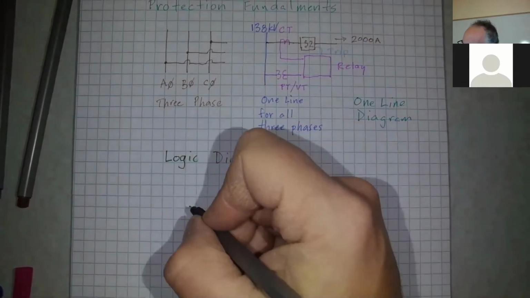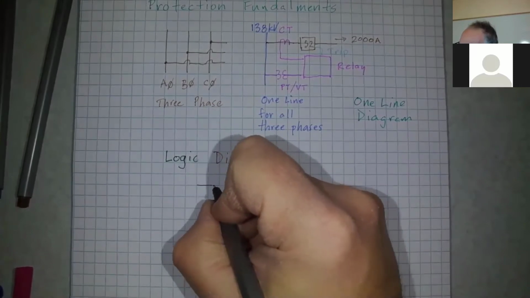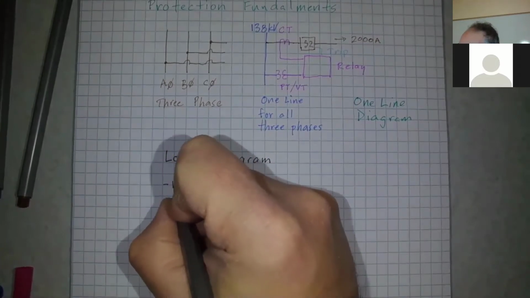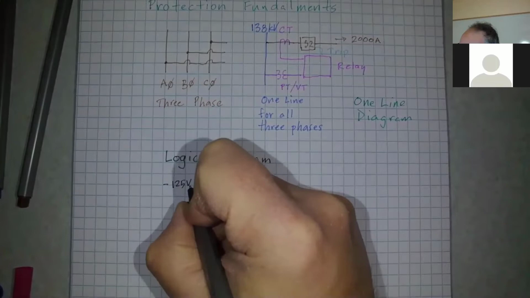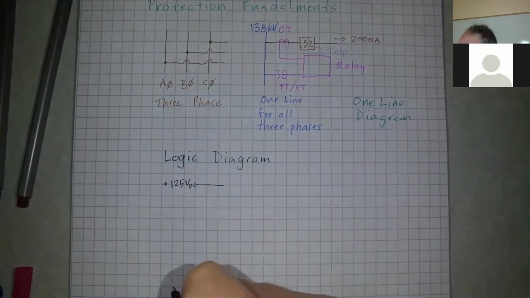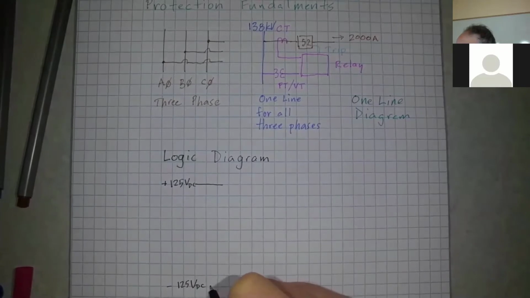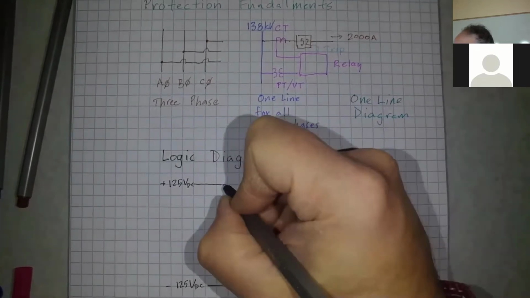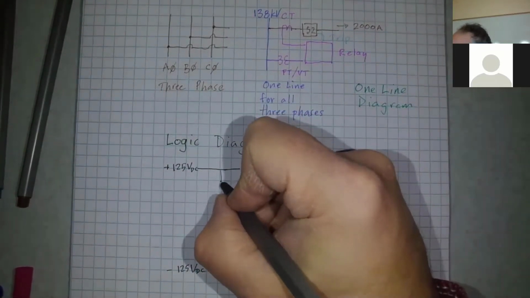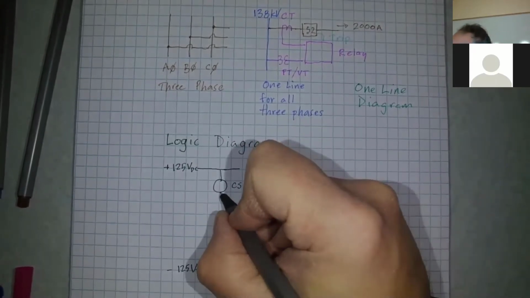Now, usually the logic diagrams are going to be like this, where we have plus 125 volts DC, and oh, I said that was plus, and this is going to be minus 125 volts DC. So what are we going to have there? We're going to have a coil called CS. We're going to have the relay.